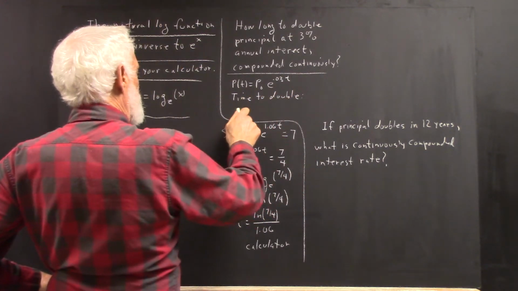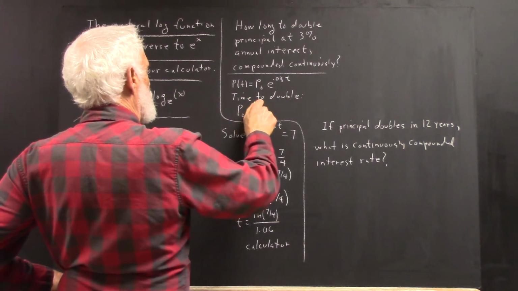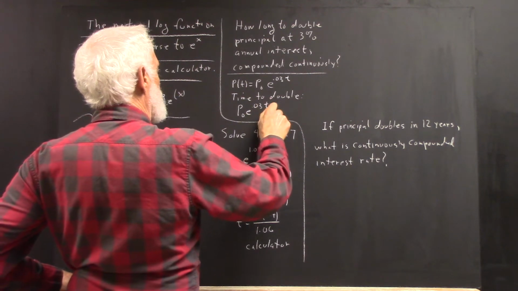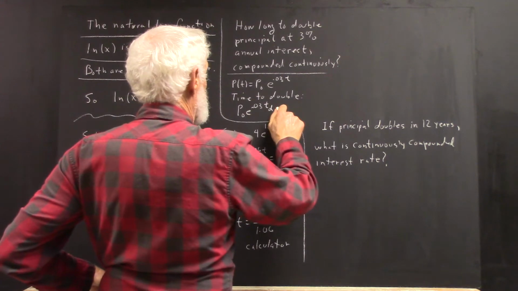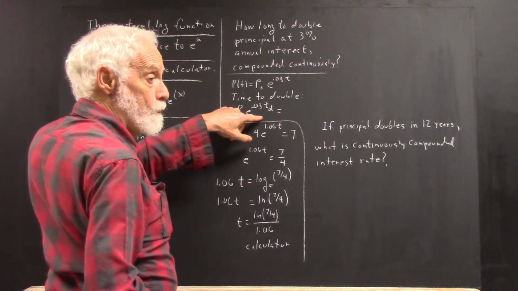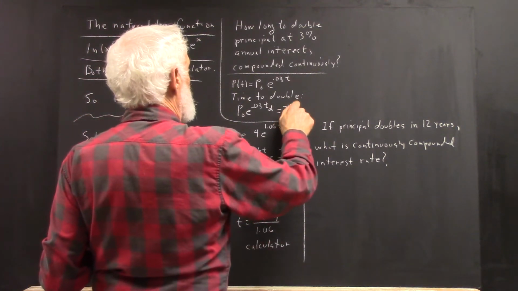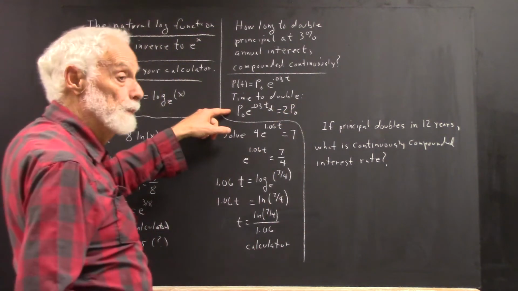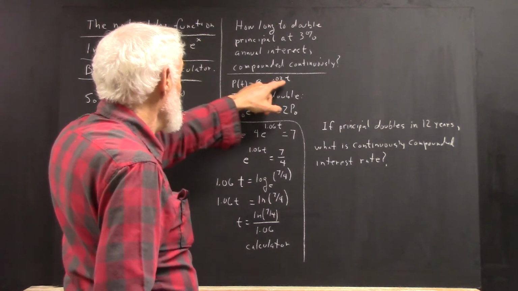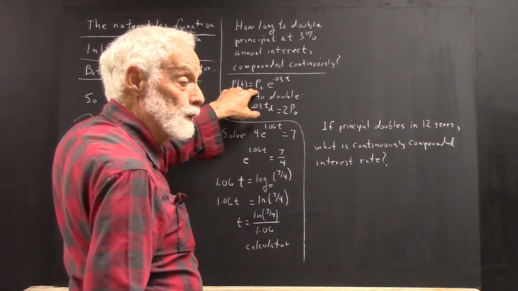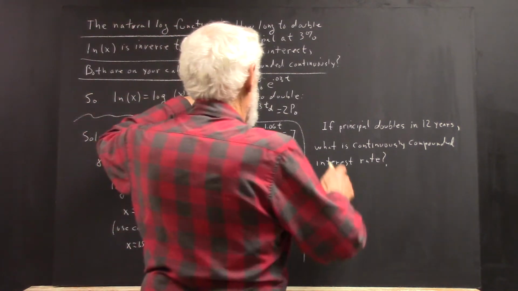I'm going to write it like this. I'm going to use T sub D for doubling time. And this is our principal after the doubling time. And this should equal double the initial principal. The initial principal is P naught, because if t equals 0, principal equals P naught. Okay, so we have this equation, and we want to solve this equation.